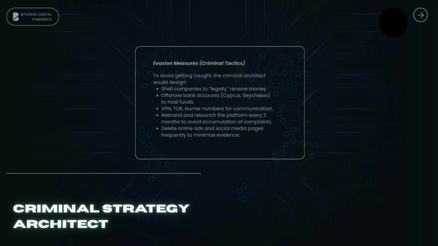To avoid getting caught, the criminal architect builds multiple layers of protection around the scam. They set up shell companies to make the flow of money look legitimate and use offshore bank accounts, such as those in Cyprus or Seychelles, to hide the true source of the funds. For communications, they rely on VPNs, TOR networks, and burner phone numbers to cover their digital tracks. The scam is also constantly rebranded and relaunched every 3 months to prevent complaints from building up. At the same time, they regularly delete ads, websites, and social media pages to remove evidence and make it harder for authorities to trace them.